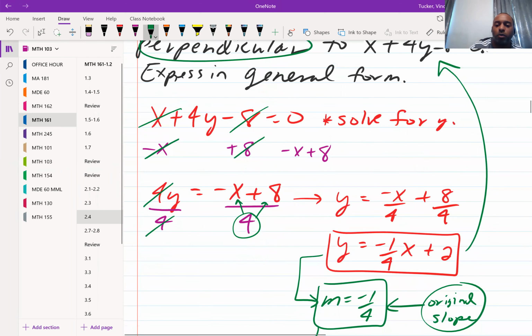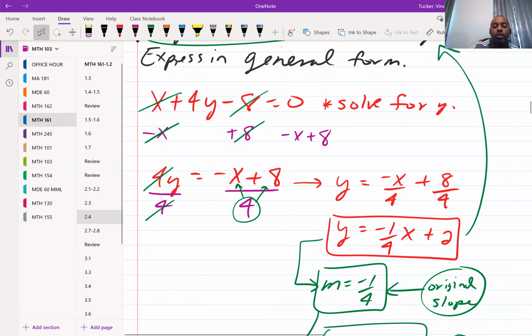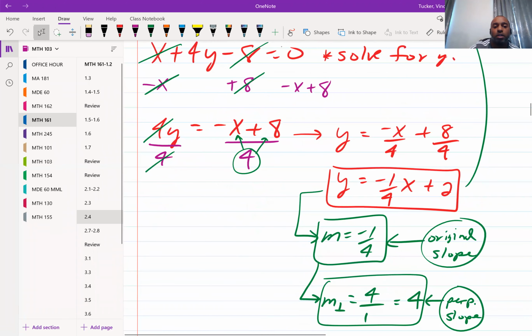So now we know what the slope is, because remember, once you put it in slope-intercept form, I said y-intercept, sorry about that, slope-intercept form, you know what the slope is because that's what's attached to x. So our slope is -1/4. But we want a line that's perpendicular to that line. So the slope we're going to use is +4/1, which is just 4.